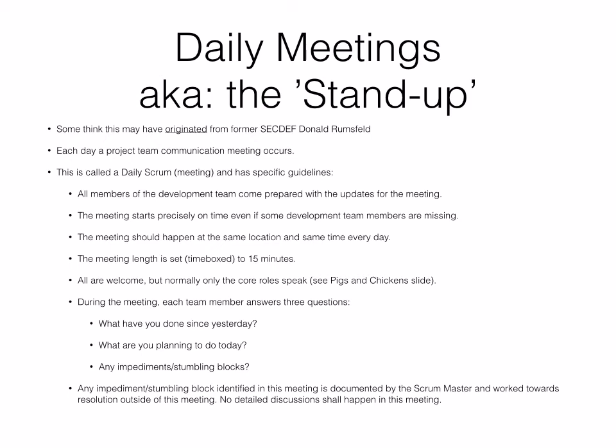So, any impediments or stumbling blocks that are identified during this meeting are documented by the Scrum Master. You have to document these impediments. You have to document everything. And as the Scrum Master, you have to be the one to work towards resolution outside of this meeting, making sure that your developers have little to no roadblocks, period.